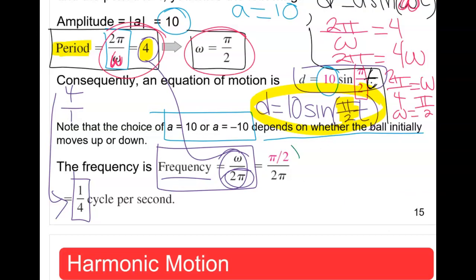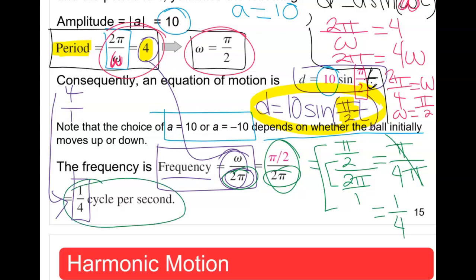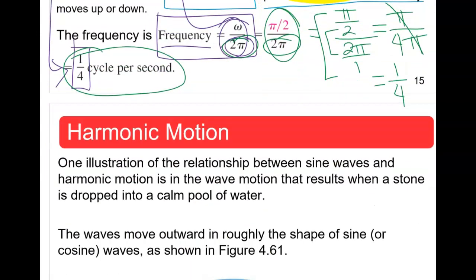So I'm just going to rewrite this fraction, but in this form. Omega is pi over 2. And then we have to divide by 2 pi. So that is 2 pi divided by 1, which will equal pi times 1 is just pi, and then 2 times 2 pi is 4 pi. And we know that pi divided by pi is equal to 1, so the answer to this is 1/4. And so that is the frequency, which means every second 1/4 of a cycle is completed.